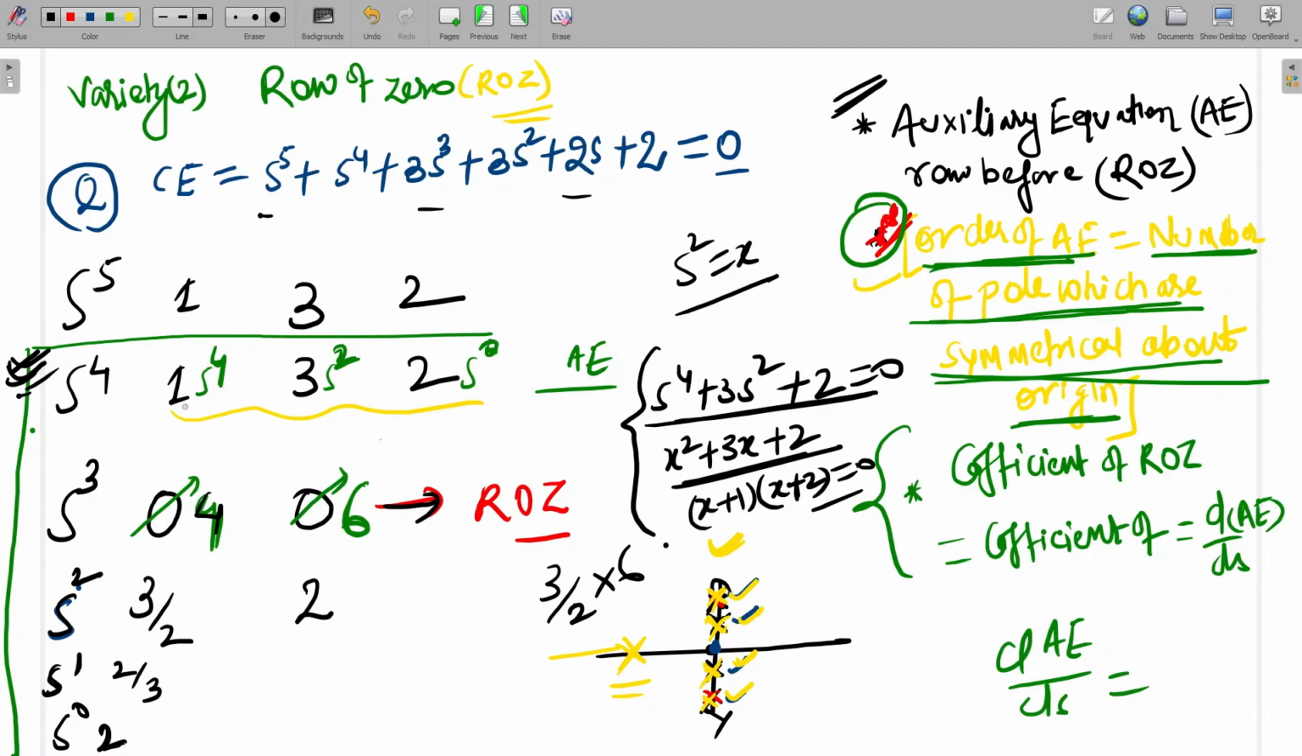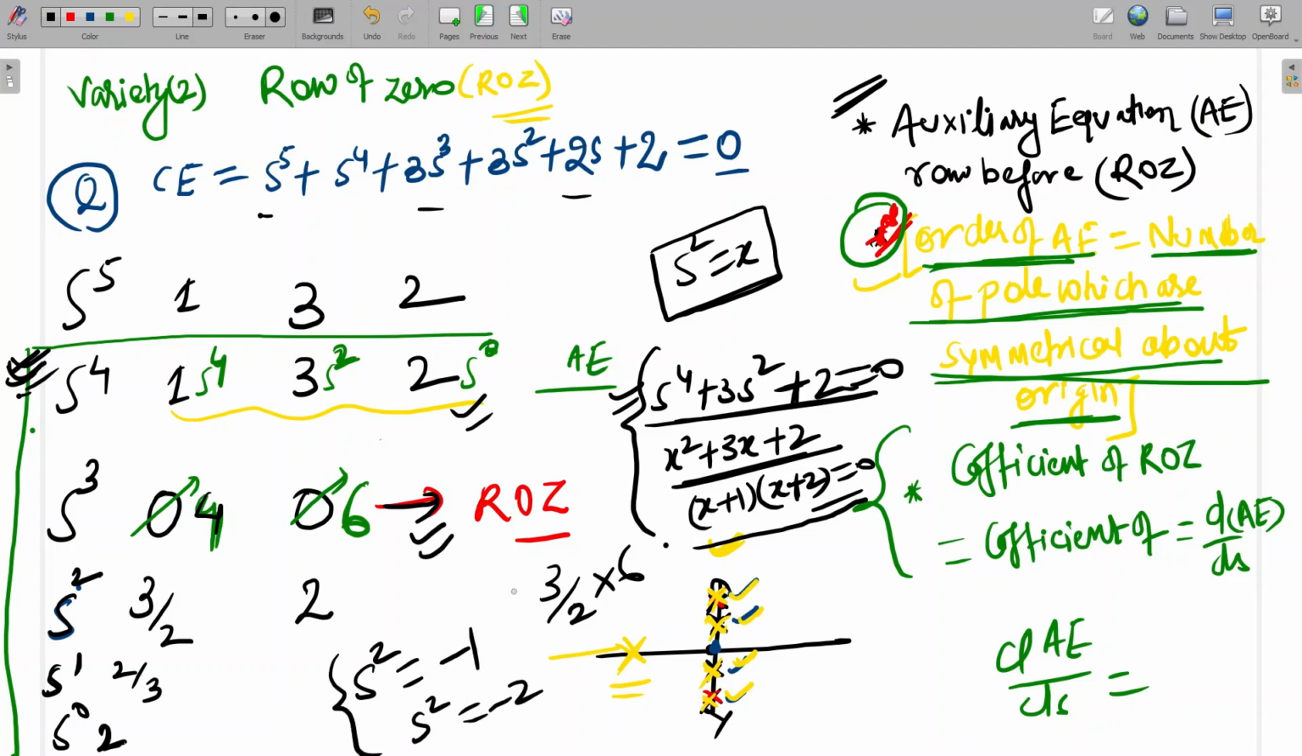Those four poles are symmetrical about the origin. That only will come on this j omega axis. So s to the power 4 plus 3s square plus 2 is equal to 0. This is our auxiliary equation. This is row of 0. Before row of 0, this is the auxiliary equation. So we'll solve this equation. I'm assuming s square is equal to x. So x square plus 3x plus 2 is equal to 0. That is x plus 1, x plus 2 is equal to 0. So we can say that s square is equal to minus 1 and s square is equal to minus 2.